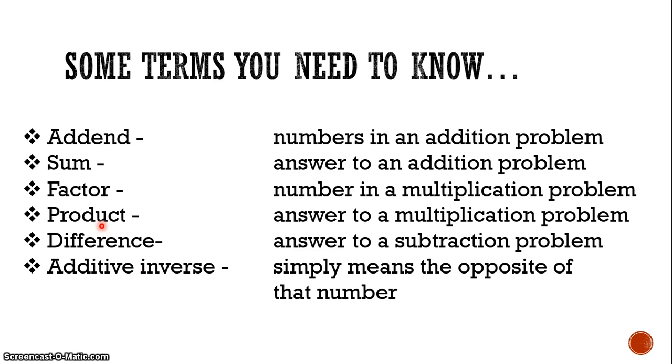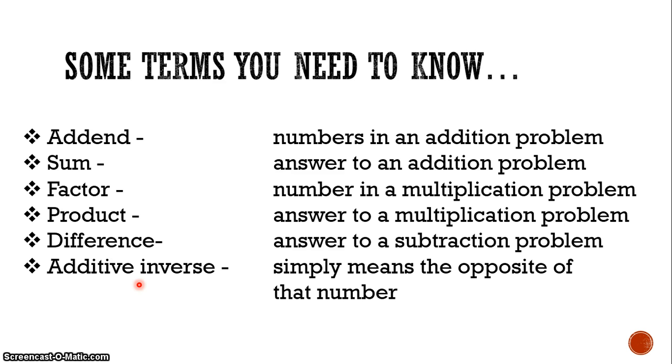Next is factor. Factor is a number in a multiplication problem. And product is an answer to a multiplication problem. So if you have 2 times 2, 2's are factors, and 4 is the product. Next is difference. Difference is an answer to a subtraction problem. So if you have like 3 minus 1, 3 minus 1 is 2, so 2 is the difference of 3 and 1.